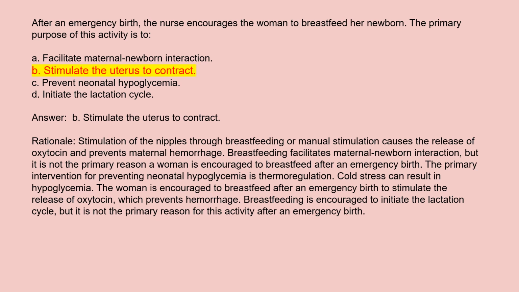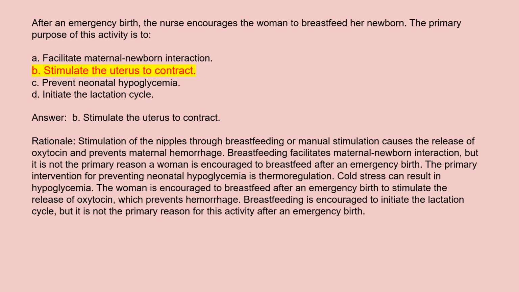Answer. B. Stimulate the uterus to contract. Rationale. Stimulation of the nipples through breastfeeding or manual stimulation causes the release of oxytocin and prevents maternal hemorrhage. Breastfeeding facilitates maternal-newborn interaction, but it is not the primary reason a woman is encouraged to breastfeed after an emergency birth. The primary intervention for preventing neonatal hypoglycemia is thermoregulation. Cold stress can result in hypoglycemia.